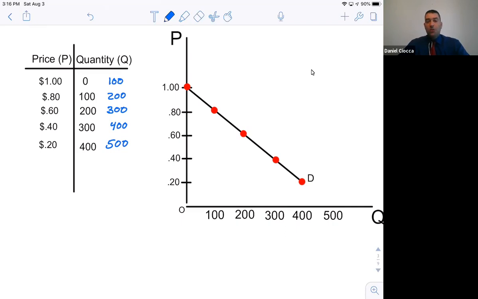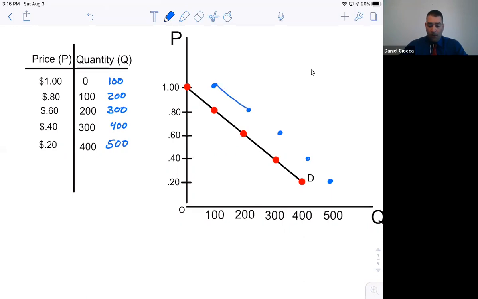So if I was to graph these quantities against those very same prices, notice what happens. At $1, it's now further to the right. At 80 cents, we're now further to the right. At 60 cents, the corresponding quantity is further to the right. And at every price, we see the corresponding quantity is now further to the right.